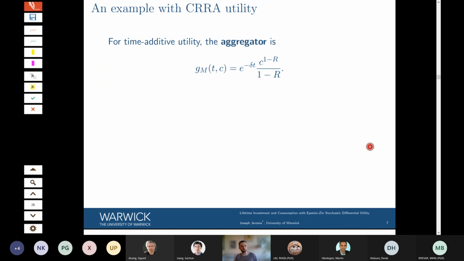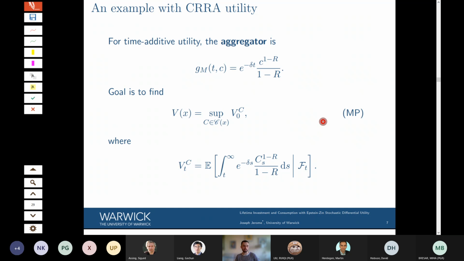So if we go back to constant relative risk aversion utility, then the aggregator in this setting is going to be equal to e to the minus delta t times c to the 1 minus r over 1 minus r. And the goal in this case is just to find the supremum over all of our attainable consumption streams of V naught, the value process at time 0 for that consumption stream. And here, this is what happens if we put the aggregator into the SDU equation.